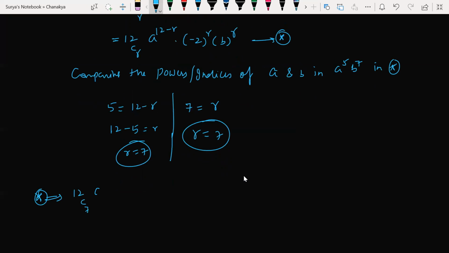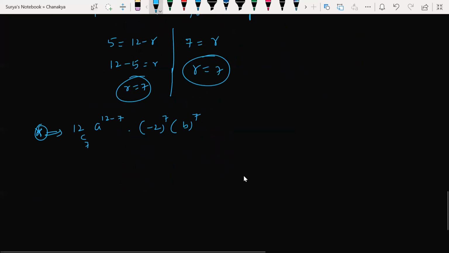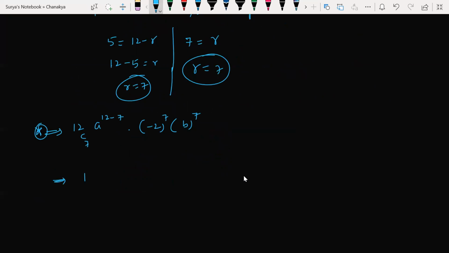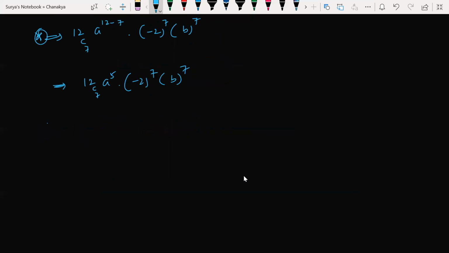12C7 into A to the power of 12 minus 7, into minus 2 to the power of 7 into B to the power of 7. How simple it is, look at this now. So 12C7 into A to the power of 5 into minus 2 to the power of 7 into B to the power of 7. So 12C7, how can you solve that?